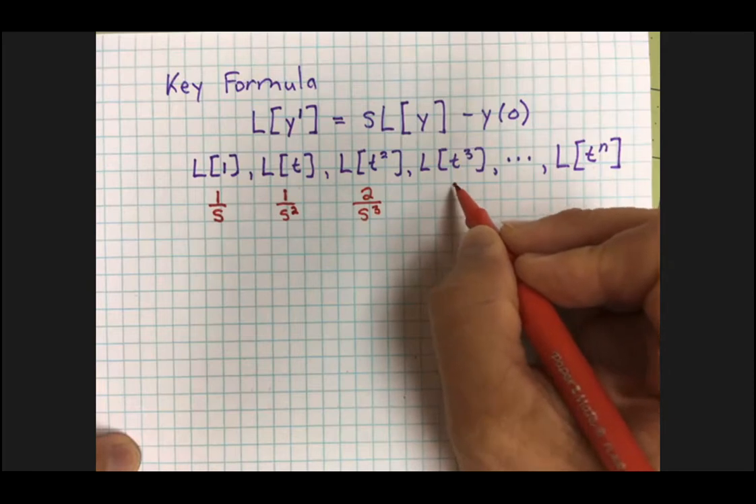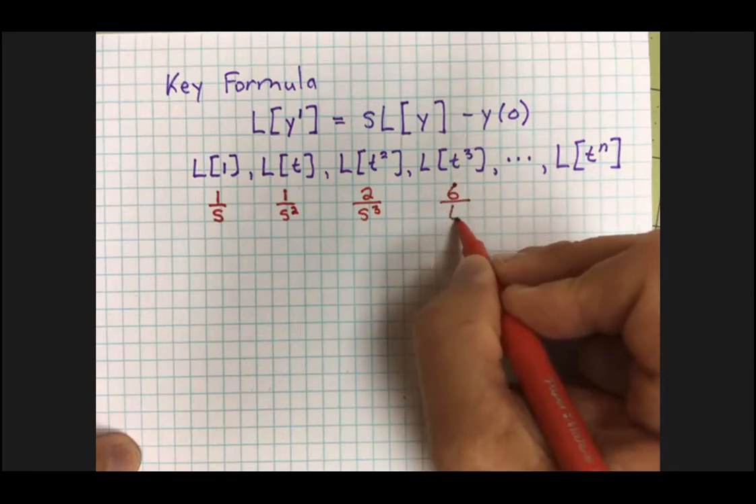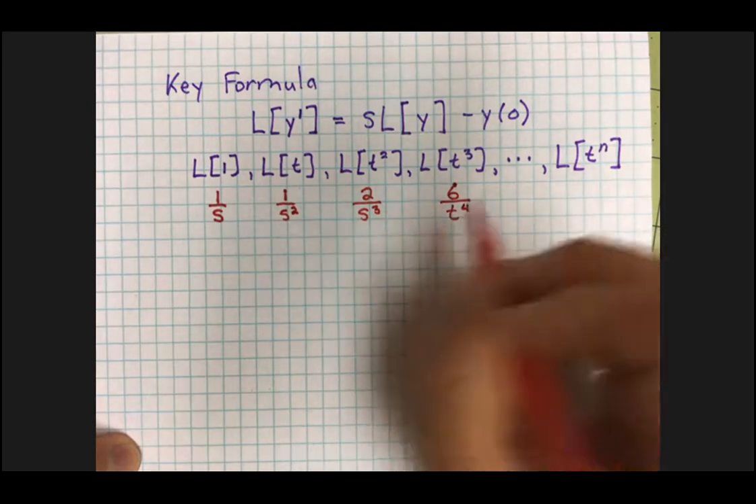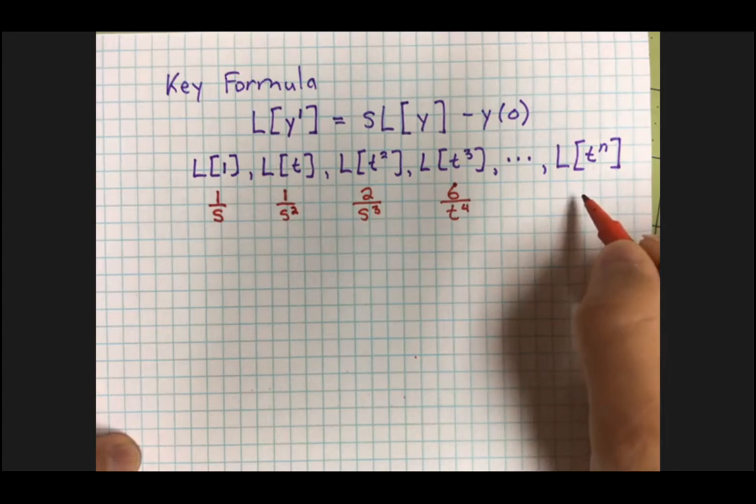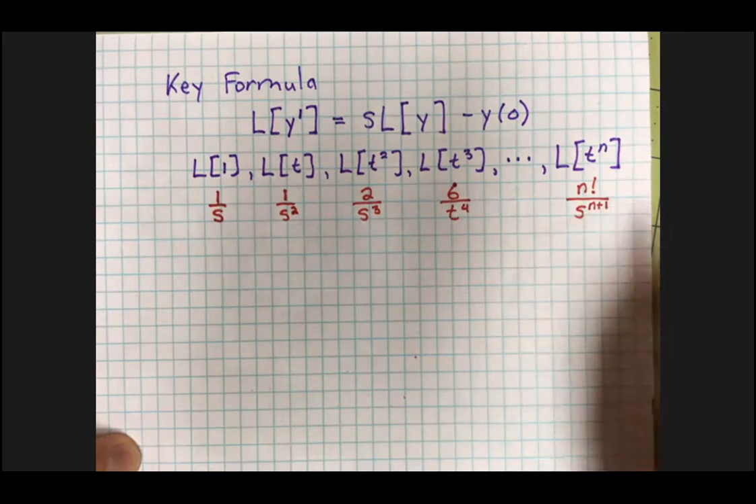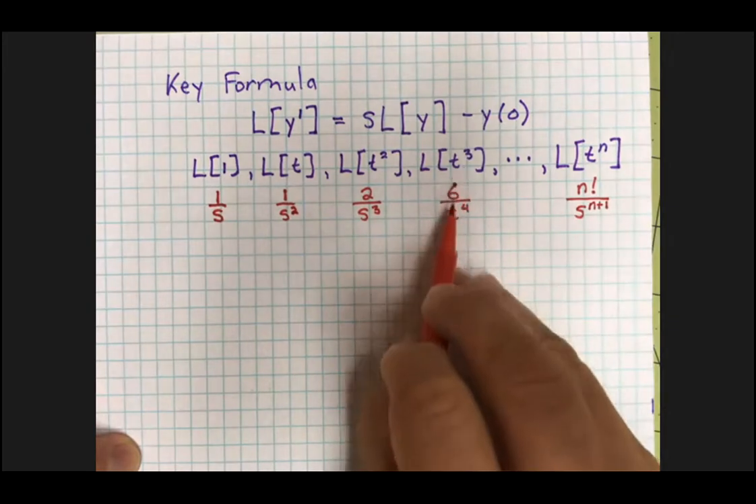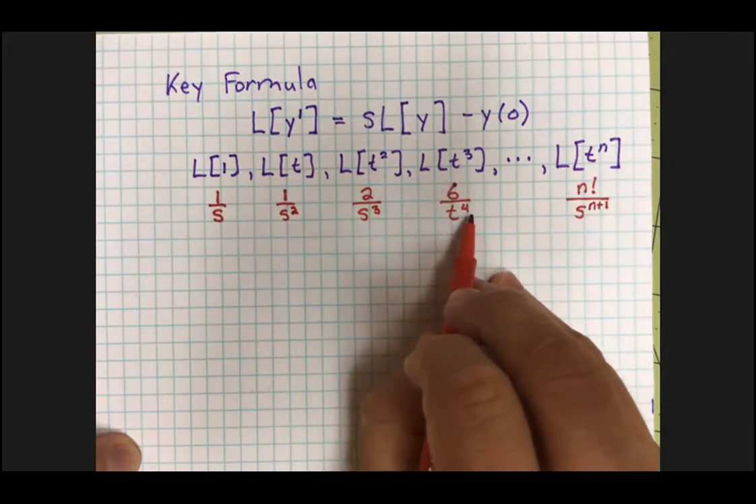6 over s to the fourth. Now, in case you're thinking about the pattern, I'll write it down here for you exactly. It's written down on your sheet. The Laplace transform of t to any power n is n factorial, from your old power series days, over s to the n plus one. That's where I got the 6 over s to the fourth. 3 factorial is 3 times 2 times 1. s to the 3 plus 1 is s to the fourth.